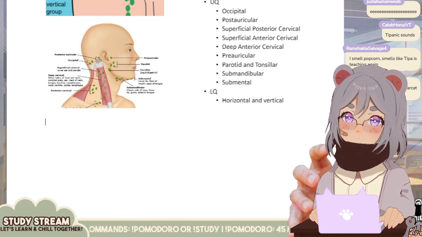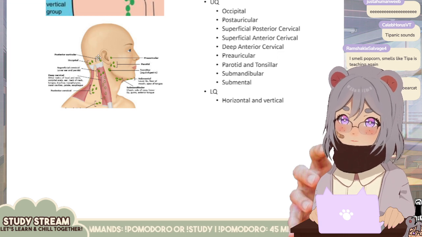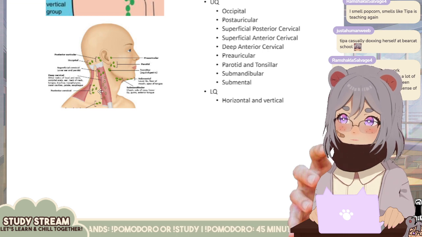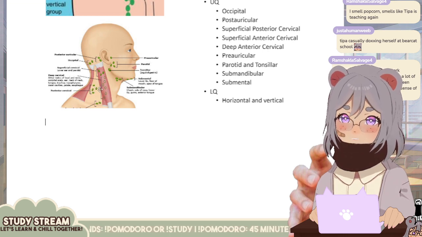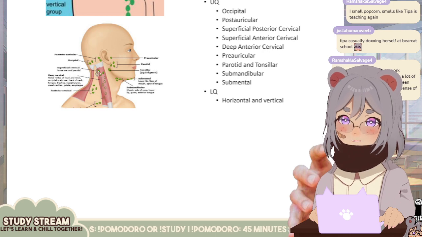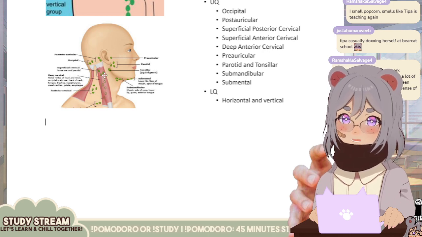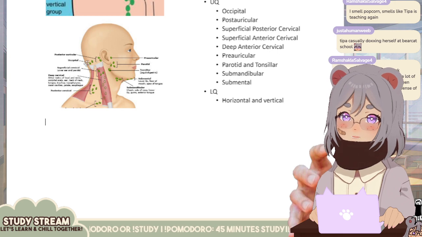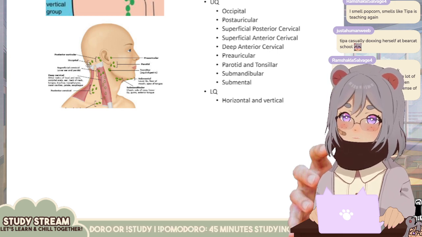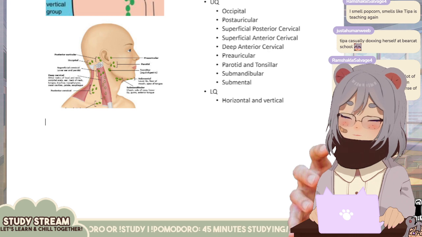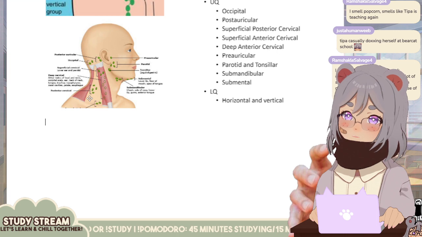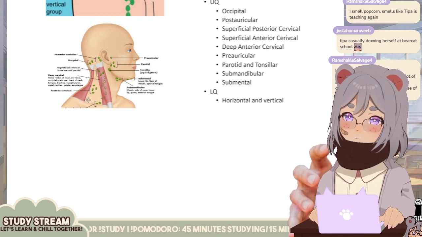From there, we're going to go to the superior posterior cervical, so we're going to go down here. From here, we're going to move to the superior anterior, so we'll move up here. And then we're going to move into the deep anterior cervical, so same side, but a little bit deeper. So let's go in order again: occipital, posterior auricle, deep cervical, superficial cervical, and then get in there, deep cervical.